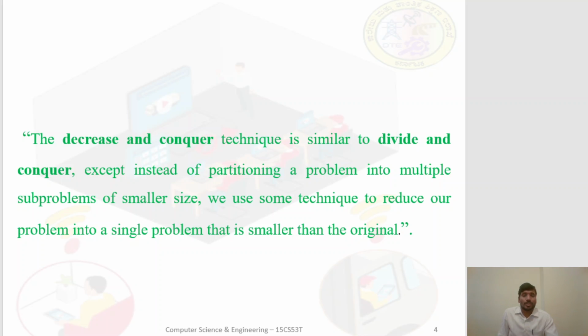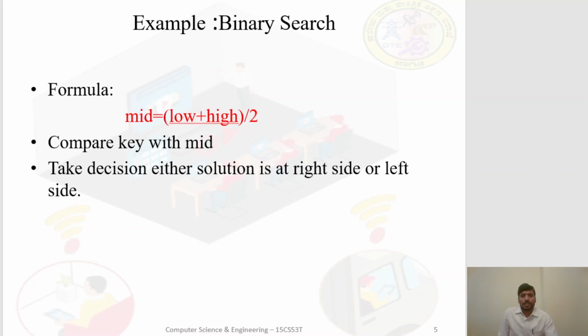But the major difference between decrease and conquer and divide and conquer is that in decrease and conquer, solving the entire problem is not compulsory. We reduce the given problem into a smaller instance of that problem and we try to find the solution of that smaller problem and we arrive at the solution to the original problem. For more understanding, let me take one example, which is binary search.